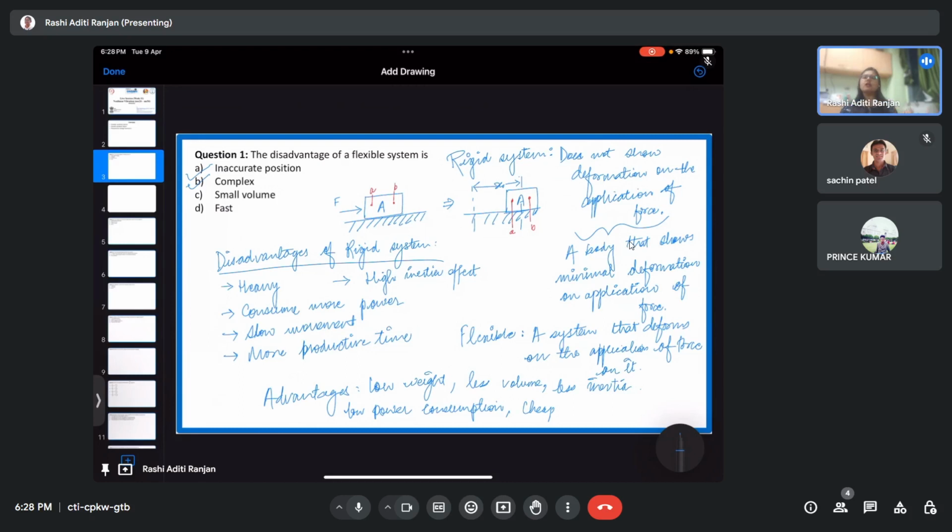No, this is also not a disadvantage. It's an advantage. It's another advantage that the system is fast. Okay, so the above two are not going to be the disadvantages of the flexible system, and I hope it is clear to you how the flexible system works, what its advantages and disadvantages are, and why there was a need to introduce flexible systems.